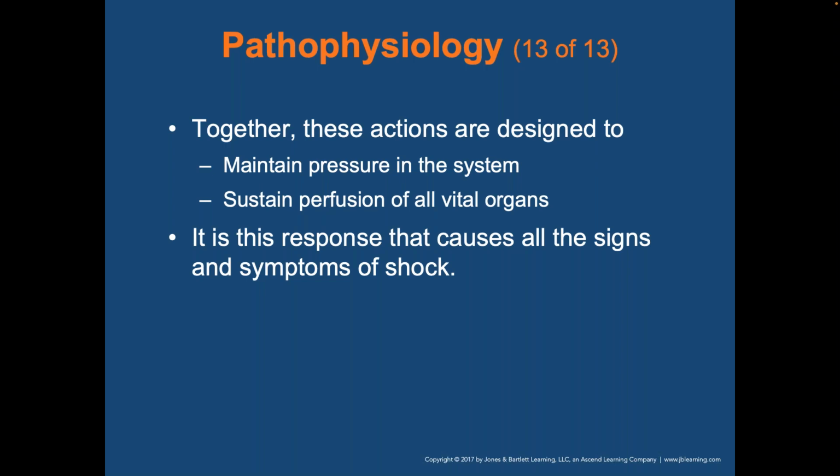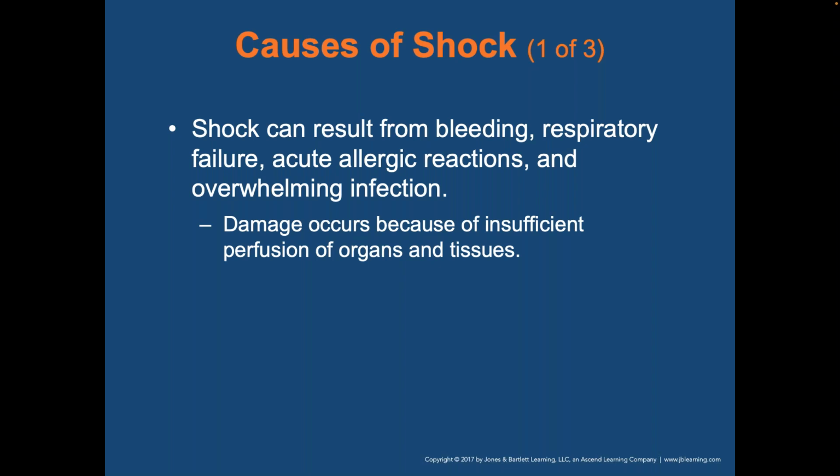Together, these actions are designed to maintain pressure in the system and sustain perfusion of all vital organs. And it is a response that causes all these signs and symptoms of shock. So, some causes of shock. Shock can result from many conditions, including bleeding, respiratory failure, acute allergic reaction, and overwhelming infection. So sepsis, like a distributive type of shock, systemic shock. In all cases, the damage occurs because of insufficient perfusion of organs and tissue.